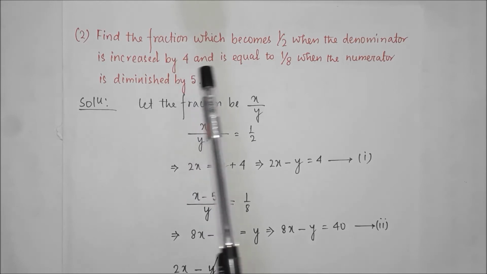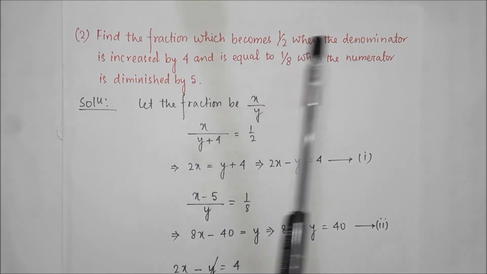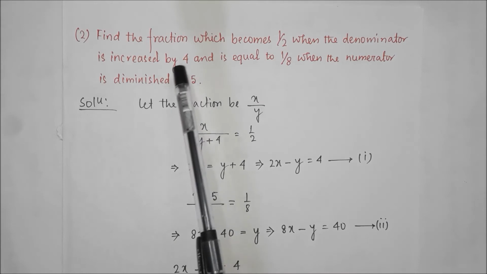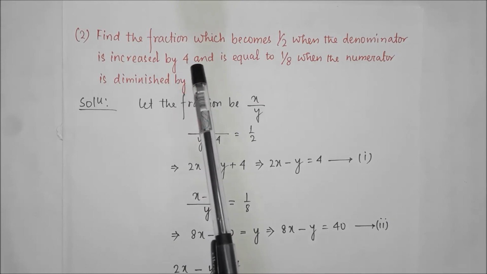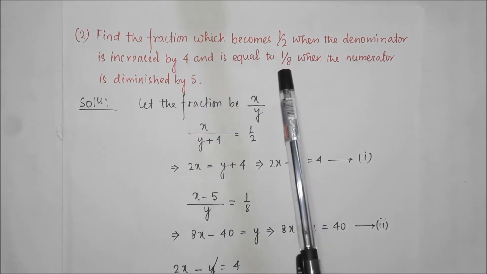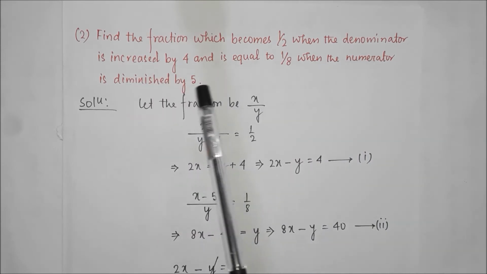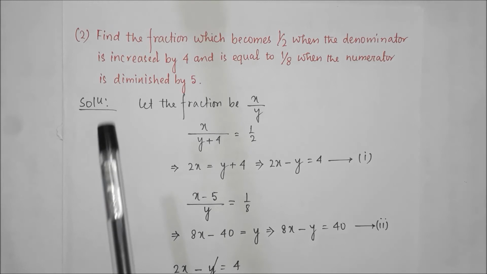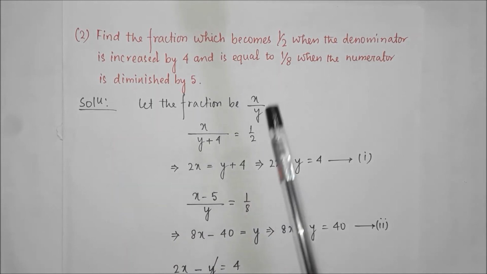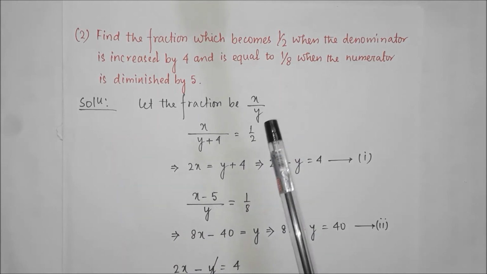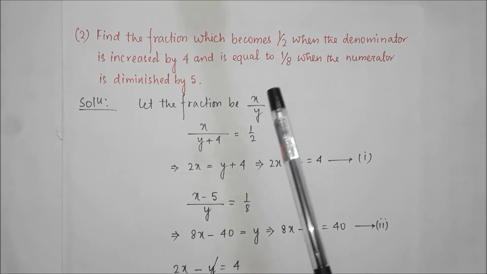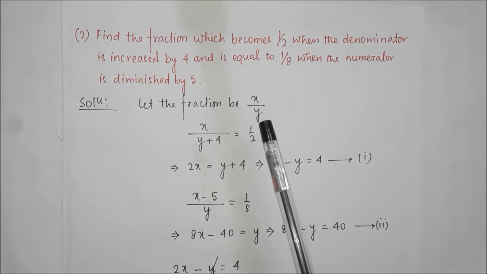Find the fraction which becomes 1 by 2 when the denominator is increased by 4 and is equal to 1 by 8 when the numerator is diminished by 3. Now let the fraction be x by y, where x is the numerator and y is the denominator.